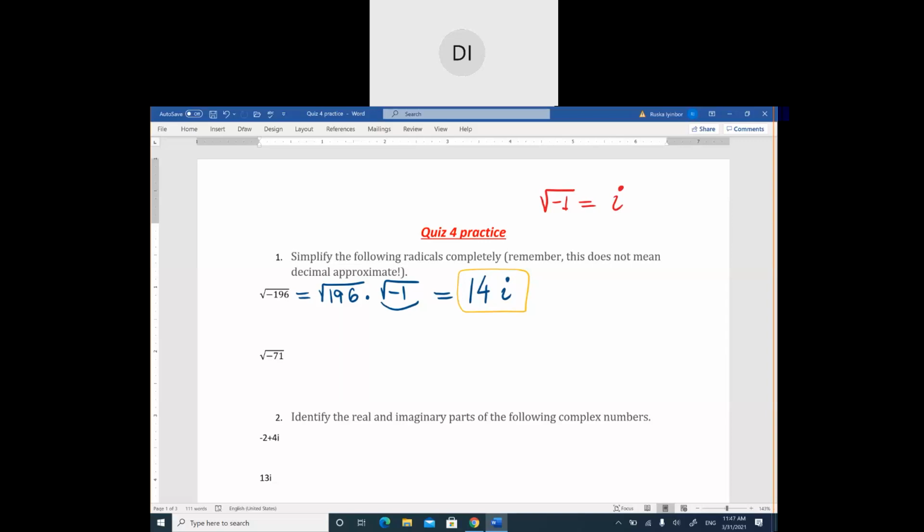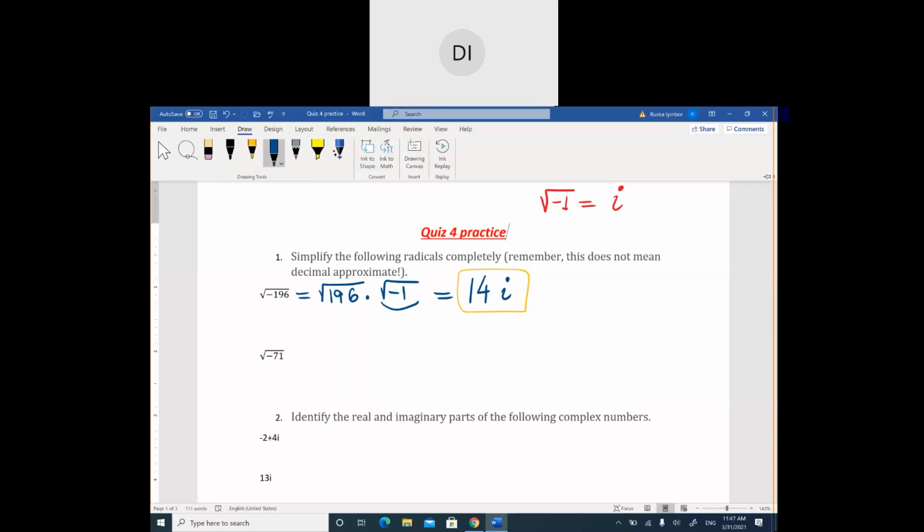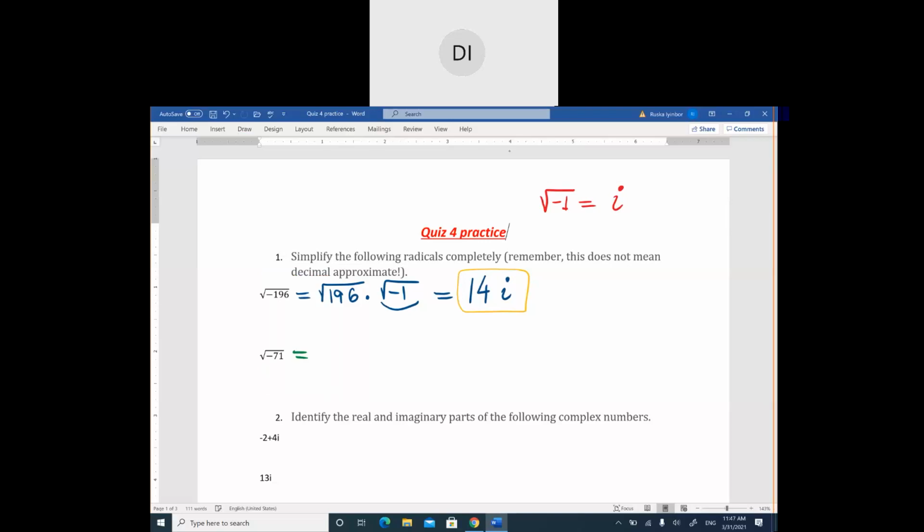Okay? And this is how you do it. So let's do the other one the same way. The next one is square root of -71. Again, we're going to do square root of 71 multiplied by square root of -1, which is going to be the I. Square root of 71 is not a perfect square, so I'm just going to keep it like that: square root of 71, and then I'm going to put I.